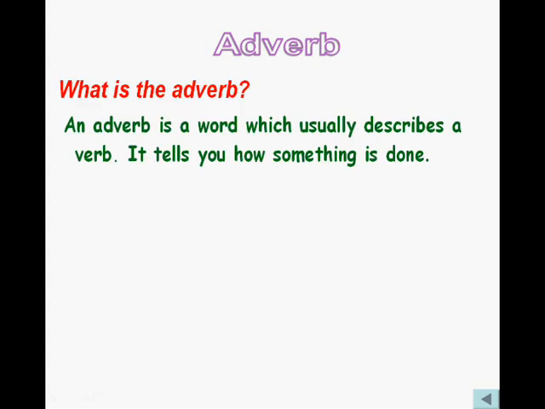So, let's look at the adverb. What is the adverb? An adverb is a word which usually describes a verb. It tells you how something is done. So, always when you find a verb and you need to know how this action is done, you will find an adverb. Okay? And also, an adverb is the word which describes a verb.